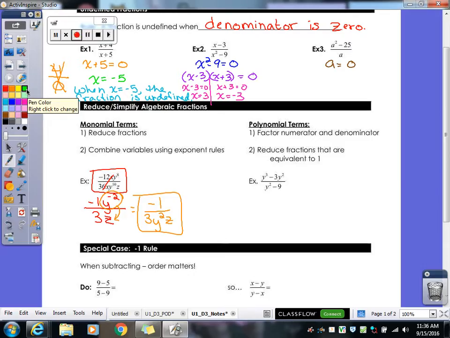So if you have anything more than a monomial, you've got a binomial or a trinomial, like our next example, you need to factor first. So if I look here, I have a GCF of y. Actually, more than y. What would my GCF be there? Y squared. So I'm going to take out a y squared. I would be left with y minus 3 in my numerator. Factor our denominator, we would get y minus 3 times y plus 3.